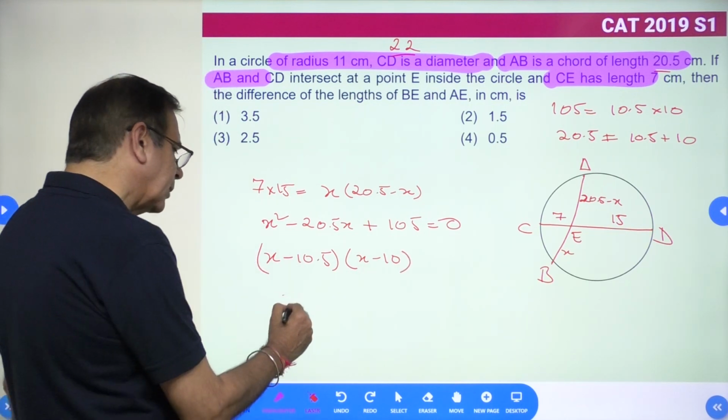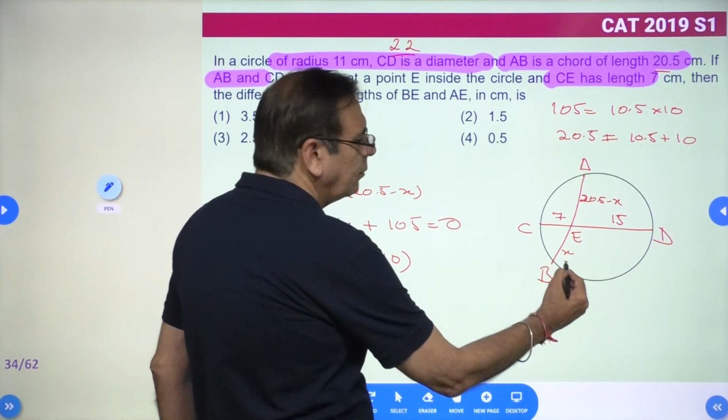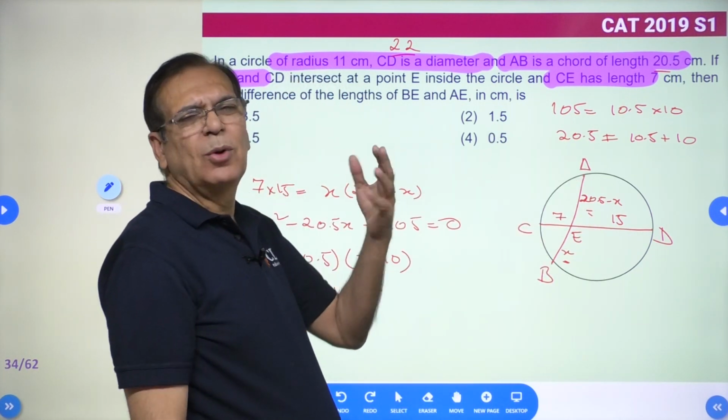Okay. So what is x? X can be either 10.5 or 10. That means one of these is going to be 10.5, the other is going to be 10. Which is 10 and which is 10.5 does not matter.